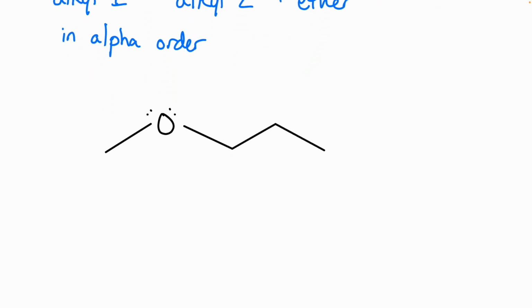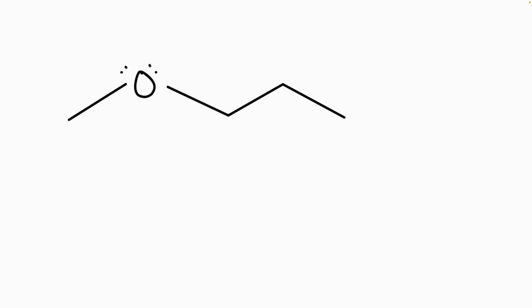So what do I mean by that? I'm going to look at my ether here, on either side of my oxygen. On the left-hand side is 1 carbon, so this would be a methyl group. On the other side are 3 carbons, so this would be a propyl group. And I'm just going to arrange these in alphabetical order, followed by the word ether.